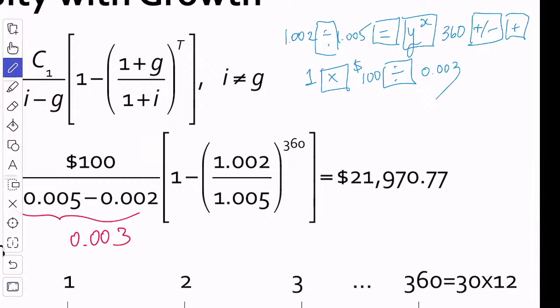So try that. There's no other way to do this but punching it into your calculator. You should get the answer. Let me know if you got it. 21,970 and 77 cents.